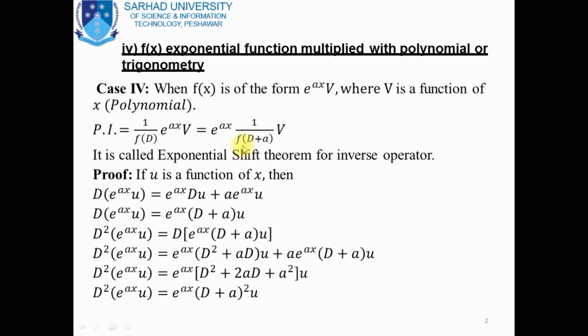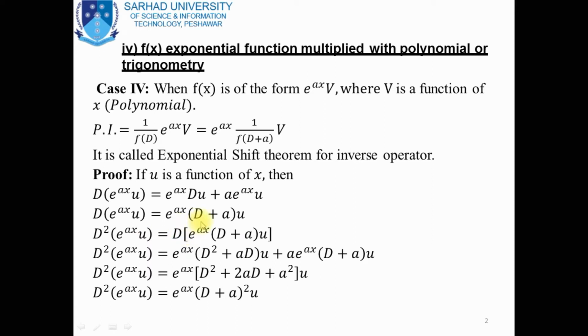Now the proof for this exponential shift theorem. If u is a function of x, then the derivative of e^(ax) multiplied by u, by using the product rule, is first times derivative of second plus second times derivative of first. Taking e^(ax) and u common, we can write e^(ax) multiplied by (D+a) into u. Now again the derivative, D squared, into e^(ax) multiplied by u.